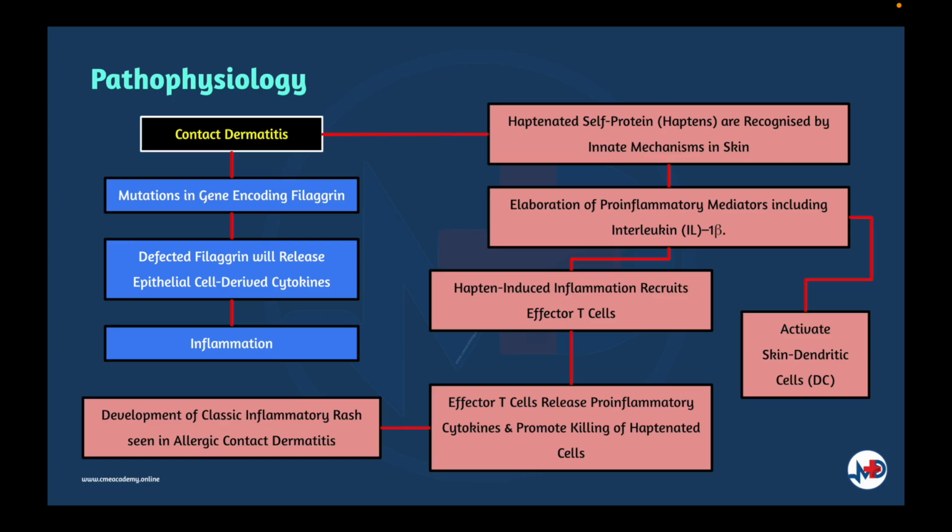Haptens or haptenated self-proteins are recognized by innate immune mechanisms in the skin, and this leads to the elaboration of a number of pro-inflammatory mediators, including interleukin-1 beta. As a result, skin-resident dendritic cells become activated. Hapten-induced inflammation recruits activated effector T cells back to the initial site of antigen encounter in the skin. The effector T cells release pro-inflammatory cytokines such as interferon gamma and promote the killing of haptenated cells, resulting in development of the classic inflammatory rash seen in allergic contact dermatitis.